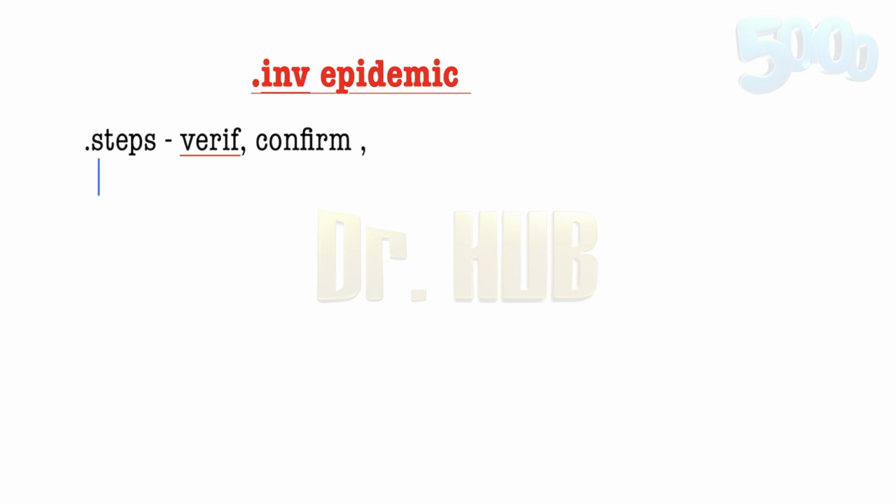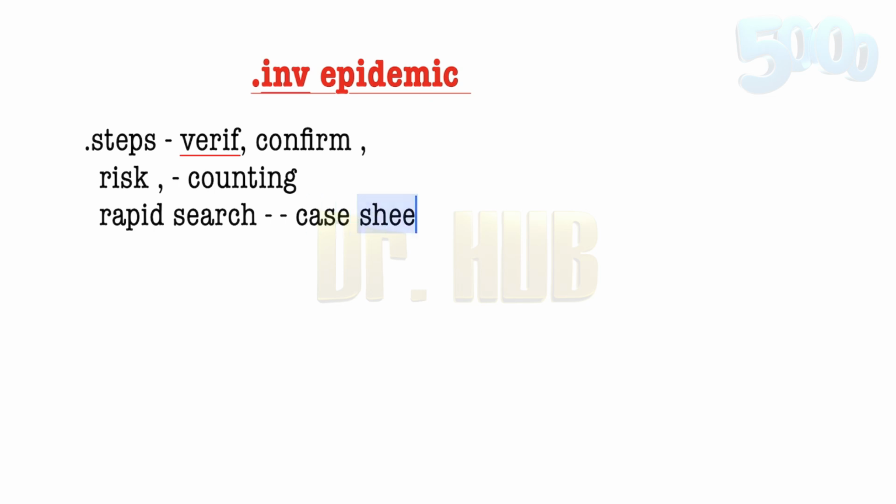You define the population at risk. The risk population is defined by obtaining a map of an area or by counting the population. Next, there is a rapid search of all cases. How is this rapid search done? By rapid search, we refer to the medical survey, the epidemiological case sheets, as well as the searching.